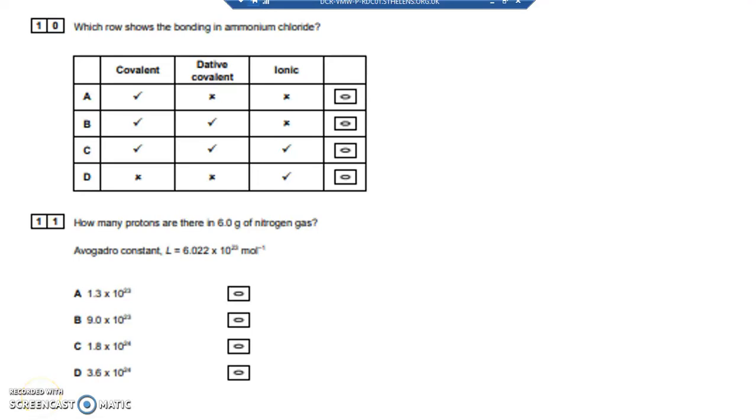Question 10. Which row shows the bonding in ammonium chloride? Tough question this. You've got to know how ammonium chloride is made. It's made from ammonia, NH3, and hydrogen chloride or hydrochloric acid. So ammonia looks like this.